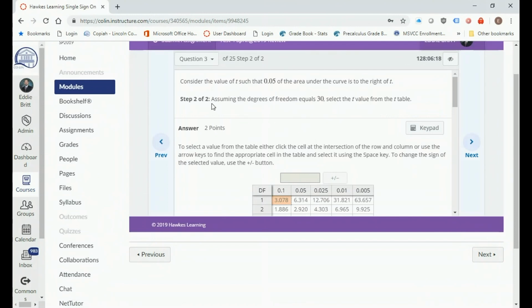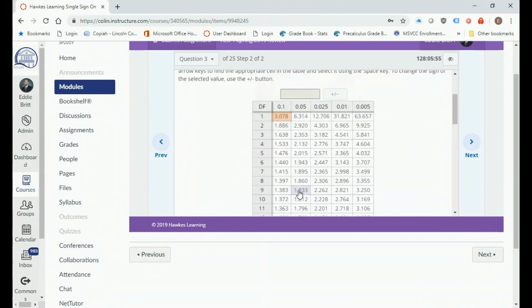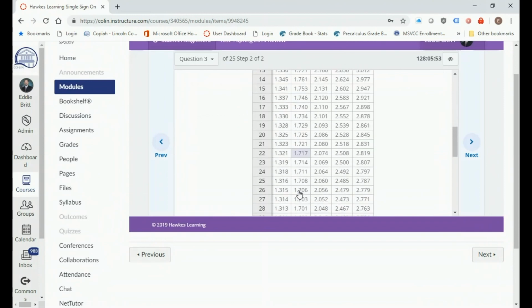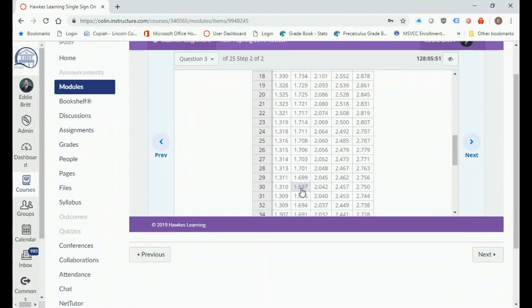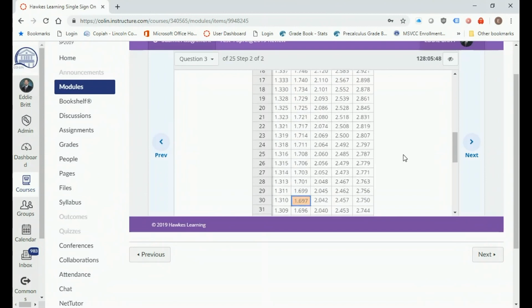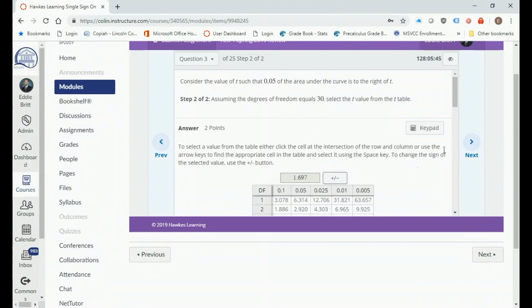Assuming degrees of freedom equals 30, select the value from the t table. So it says consider the value of t such that 0.05 of the area of the curve is to the right of t. So there's the 0.05 column, and degrees of freedom equals 30. So we go down here to 30 and put in the answer. Pretty sure if I select it, yeah, it put it in the blank for me.